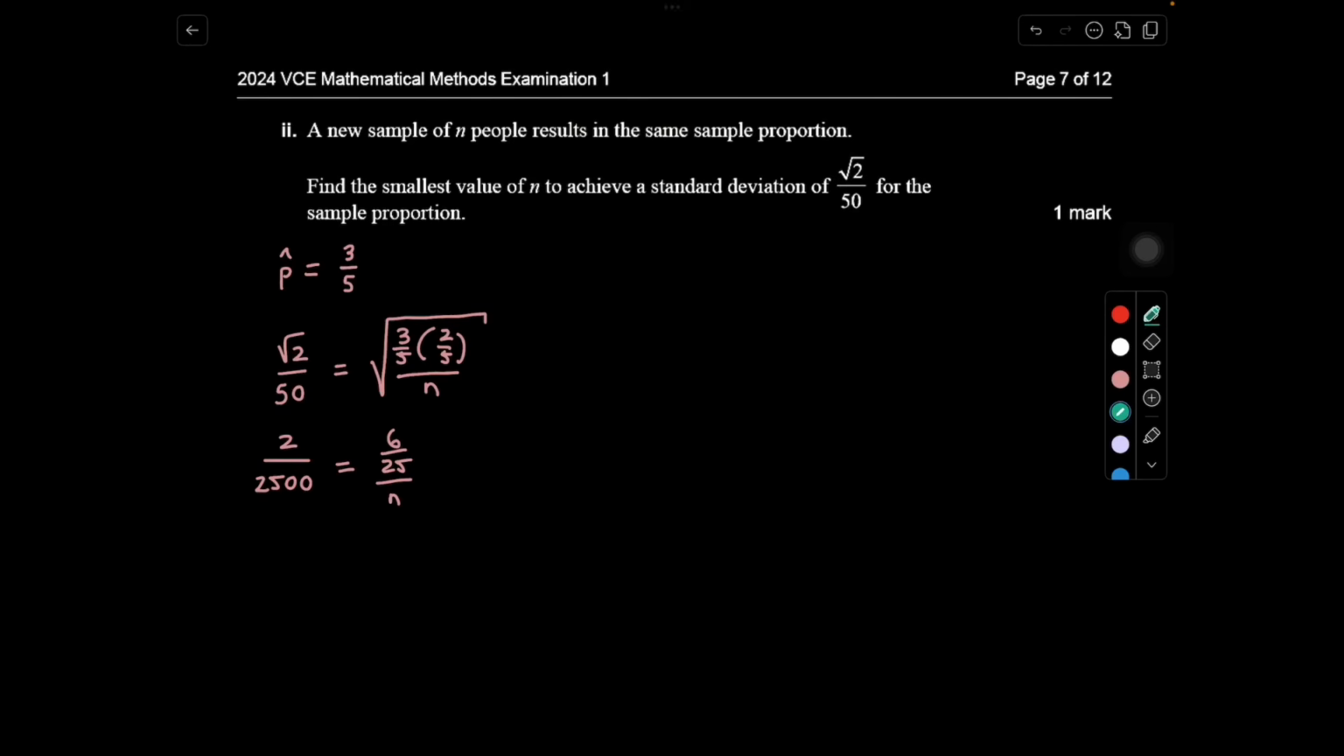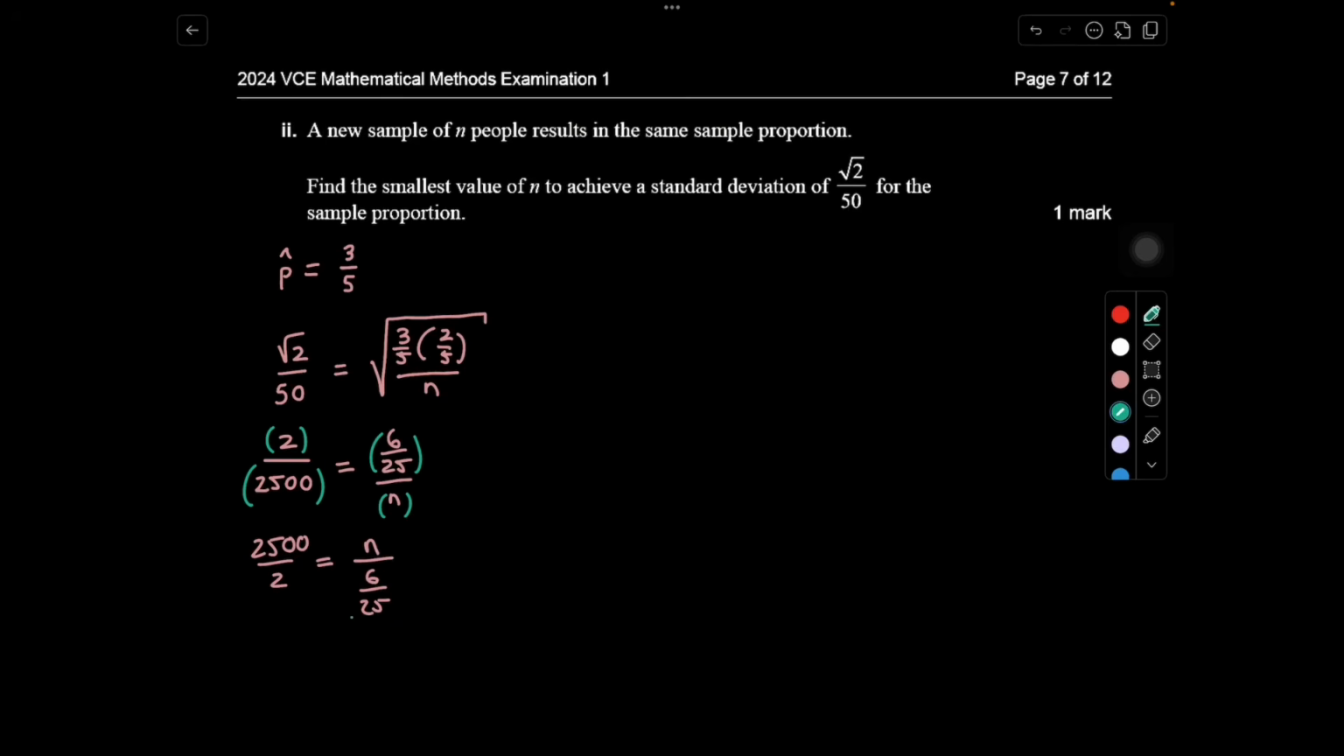Now what I like to think of this is like this is its own number, this is its own number, this is its own number, and this one as well. And what you can do is to get the n out from the bottom of the fraction, you can flip both sides of the equation. So you get 2,500 over 2 is equal to n over 6 over 25.